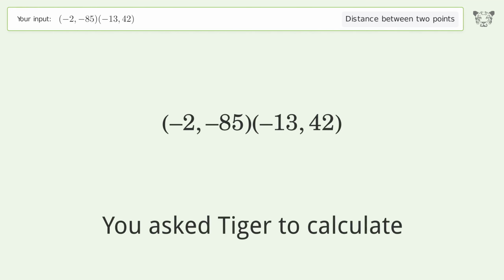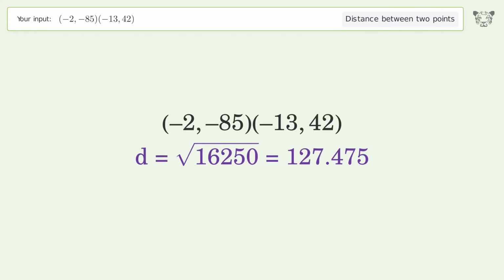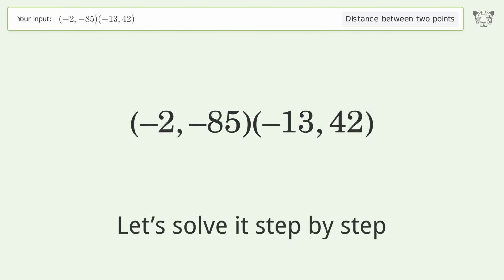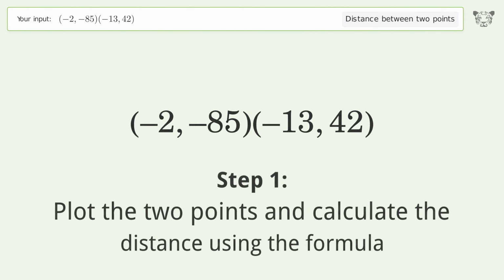You ask Tiger to calculate. This deals with the distance between 2 points. The distance between the 2 points is the square root of 16,250, or 127.475. Let's solve it step by step. Plot the 2 points and calculate the distance using the formula.